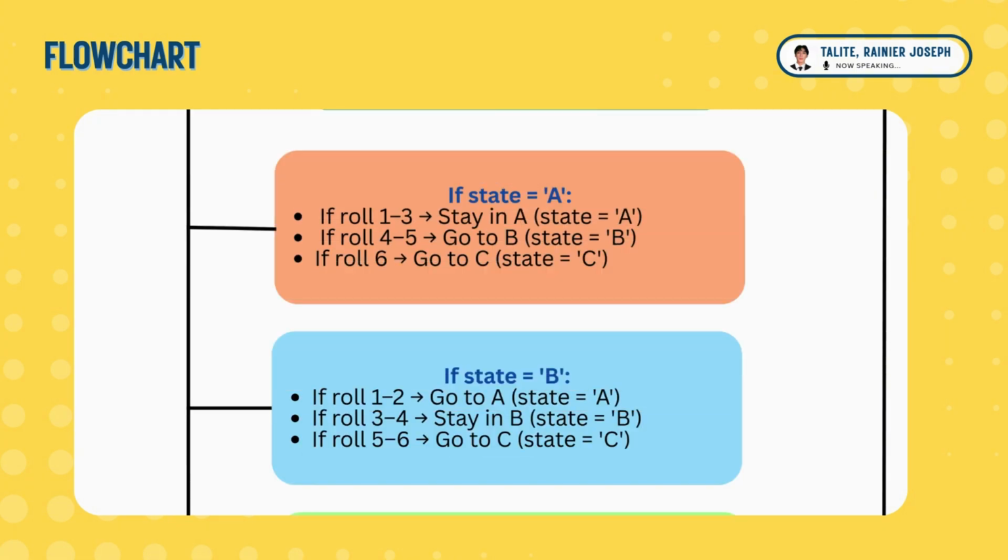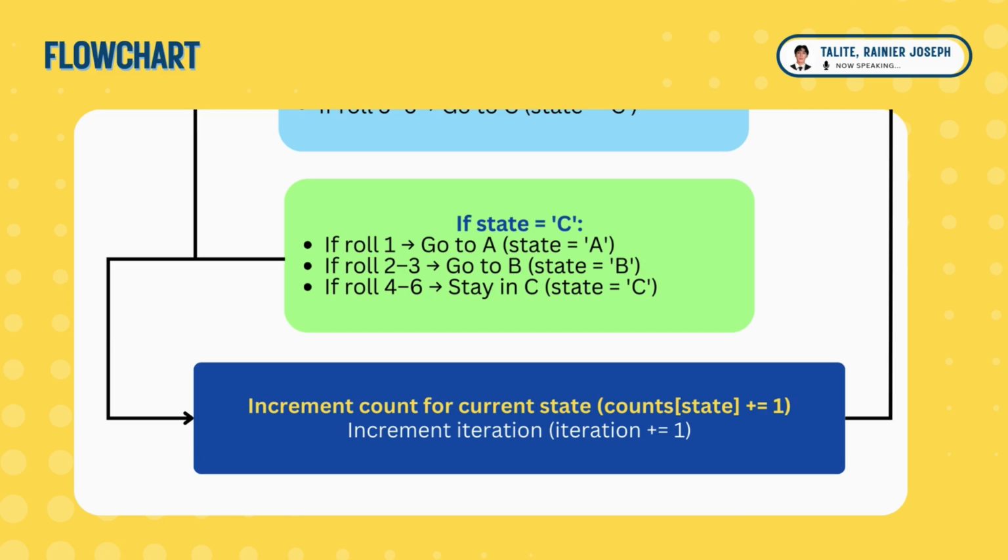When the system is in state A, rolls from 1 to 3 keep it in A, 4 and 5 move it to B, and 6 moves it to C. In state B, rolls of 1 or 2 transition back to A, 3 or 4 keep it in B, and 5 or 6 shift it to C. For state C, a roll of 1 sends it to A, 2 or 3 lead to B, and any number from 4 to 6 keeps it in C.